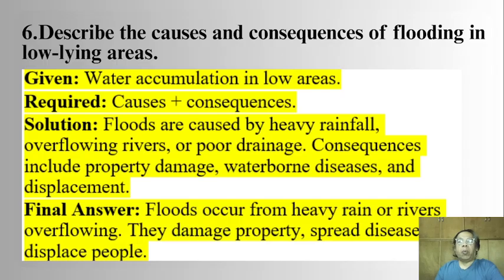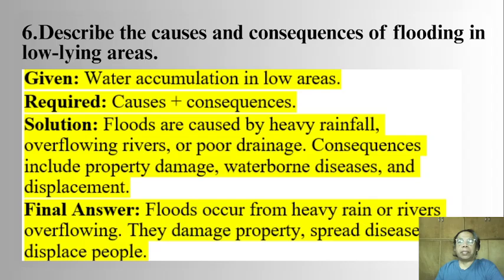Number 6. Describe the causes and consequences of flooding in low-lying areas. Given: water accumulation in low areas. Required: causes plus consequences. Solution.